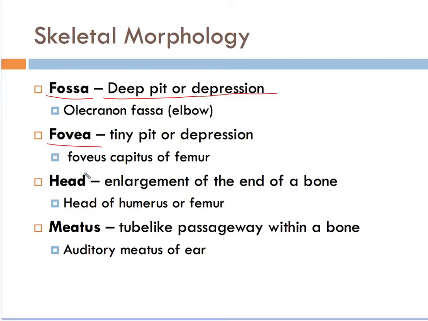You have the fovea capitis of the femur, which we're going to look at, and I'll practice and review with you as well. A head is an enlargement, so an expansion of a bone at the end. So this is where your epiphysis kind of expands out. We call that the head of the bone. So the head of the femur, head of the humerus are good examples. A meatus is similar to a foramen, but this is a tube-like passageway instead of just a hole. It's actually got a tube or a passageway through it. So this is a passageway within a bone. So for example, your ear canal is a meatus. It's called your auditory meatus of the ear.